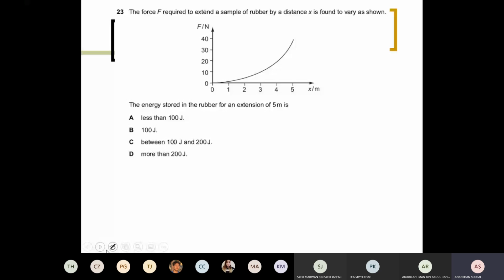Because the triangle, we know the area is half times 5 times 40, right? So it's 100. But this curve goes down, so it's less than the triangle, so it should be less than 100 joule. So of course A is the answer, not a challenging one. Okay, so the answer is A.